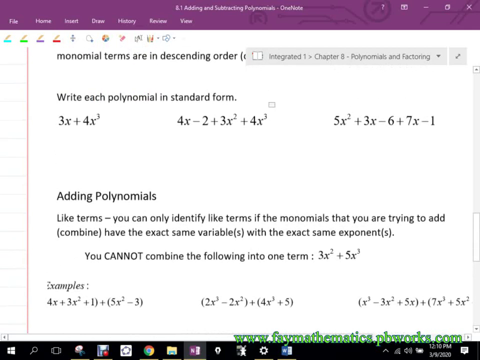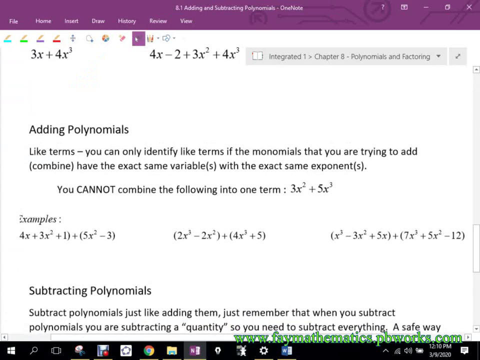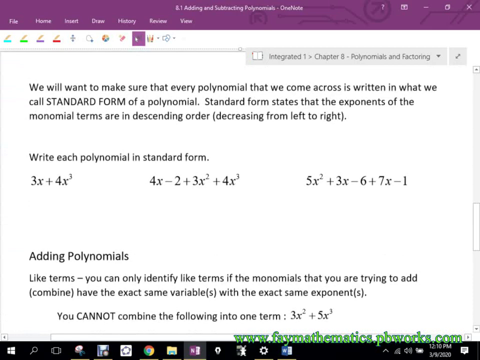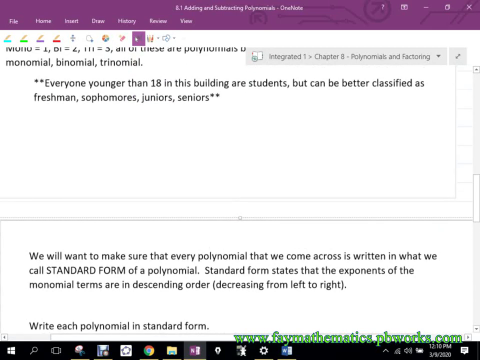For that middle one, I didn't say, but what's the largest degree of each term up there? It'd be three, right? That's the biggest exponent we see. So it'd be a third degree. Here we have a binomial plus a binomial, right? Two terms plus two terms. Why did you combine the degree? We'll talk about that here in a moment.